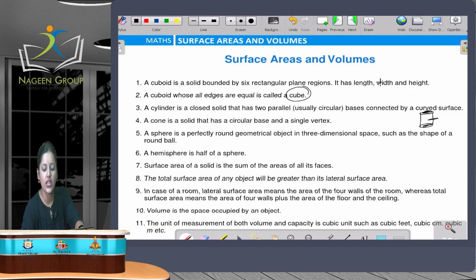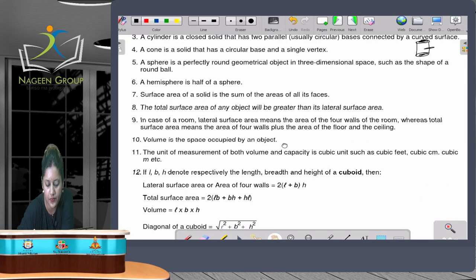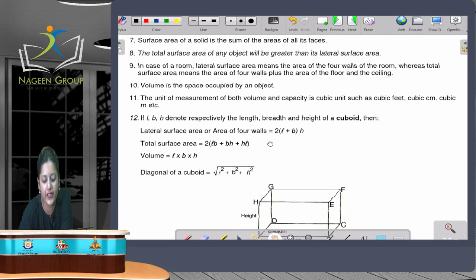Next one, the surface area of a solid is the sum of all the areas of its faces. Surface area or total surface area is the sum of the areas of all its faces. The total surface area of any object will be greater than its lateral surface area. Why? Because the lateral surface area is already included in the total surface area, but in total surface area there are two types of area, that is the area of the base and the lateral surface area, as we studied about the cone.